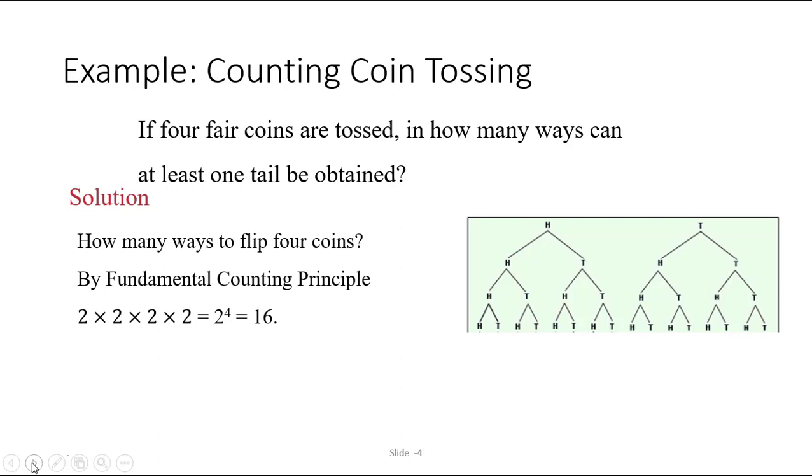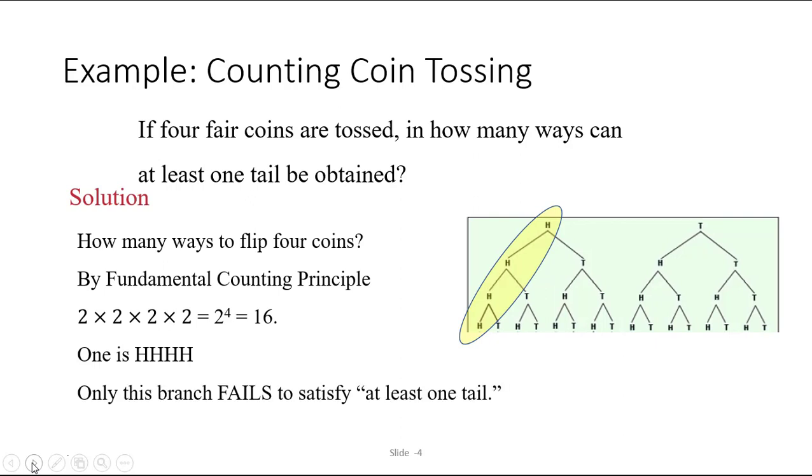These results are pictured here in the tree diagram. Each branch of the diagram represents a different result. Notice there is only one branch of the diagram that includes no tails whatsoever. That's the only one that we don't want. We want at least one tail, which is the opposite of none. Only this branch fails to satisfy the condition at least one tail. So from the complement principle, we can take the total number of outcomes, 16, minus the one we don't want, and we get 15 that have at least one tail.